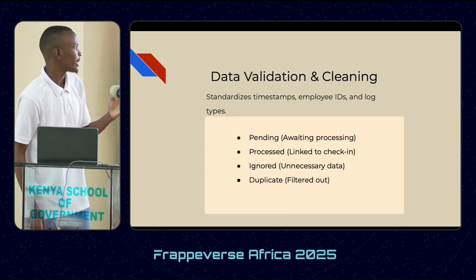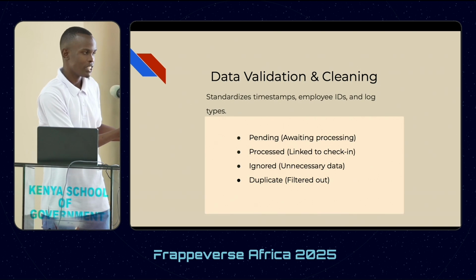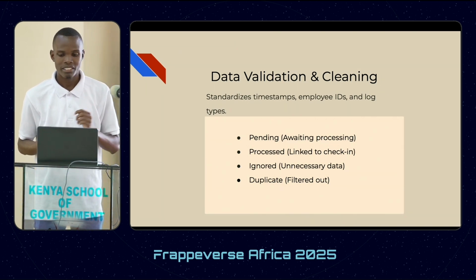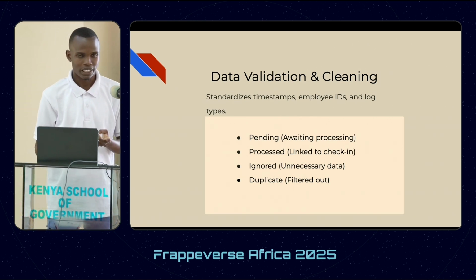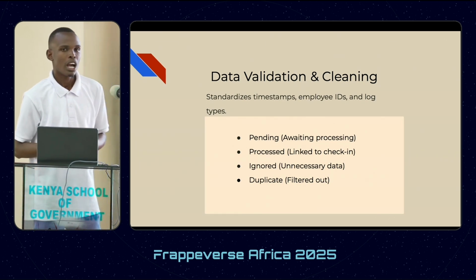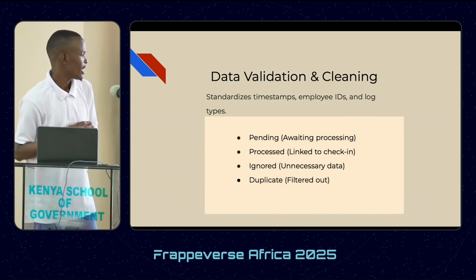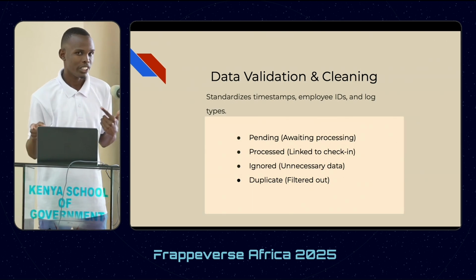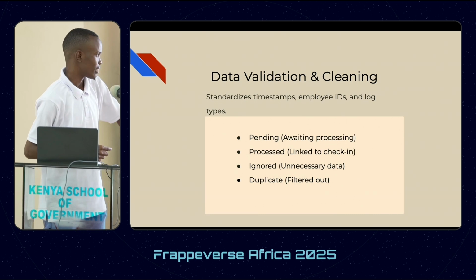So how is the validation and cleaning done here? By default, when the data is taken from the biometric to this new doc type, it comes with a pending status, which means that it is waiting for processing to take place. Then, when the processing is done, the data is flagged differently. The ones whose ID matches that of an employee in the employee doc type are processed and linked to employee check-in, leaving the processed status.